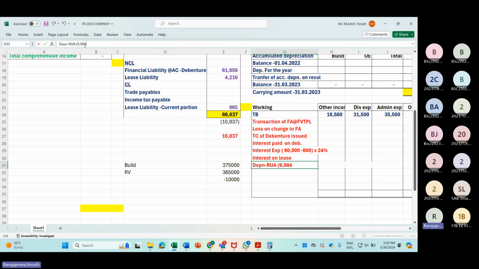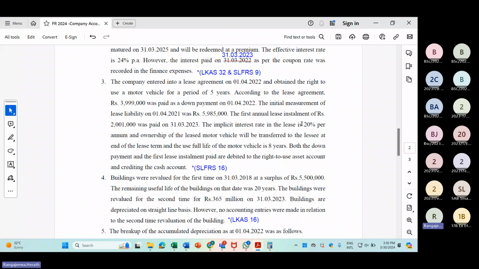$9,984. Depreciate over useful life 8 years. The lease period is 5 years. And ownership transfers to lessee at the end of the lease term. So since the ownership transfers to lessee, we can depreciate over the useful life, not over the lease term.